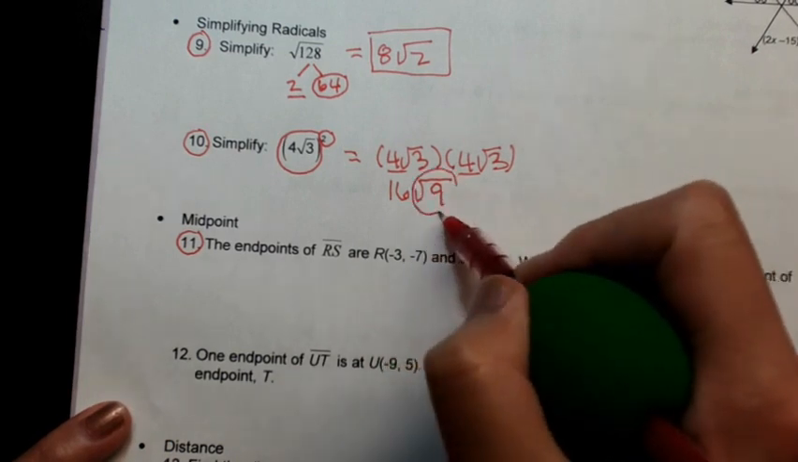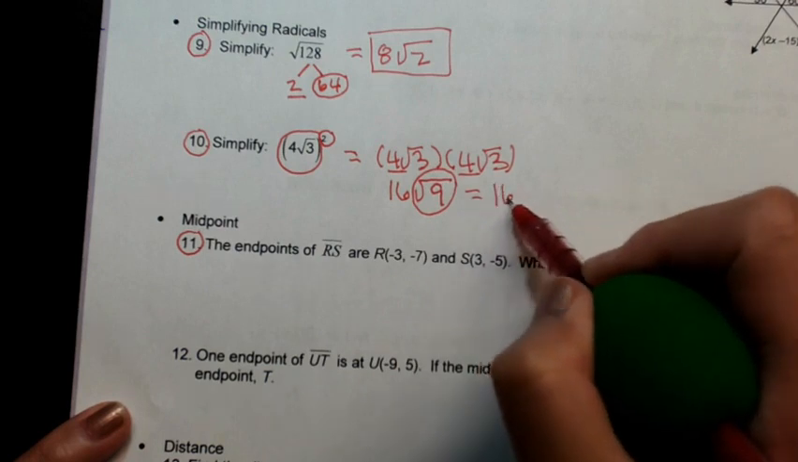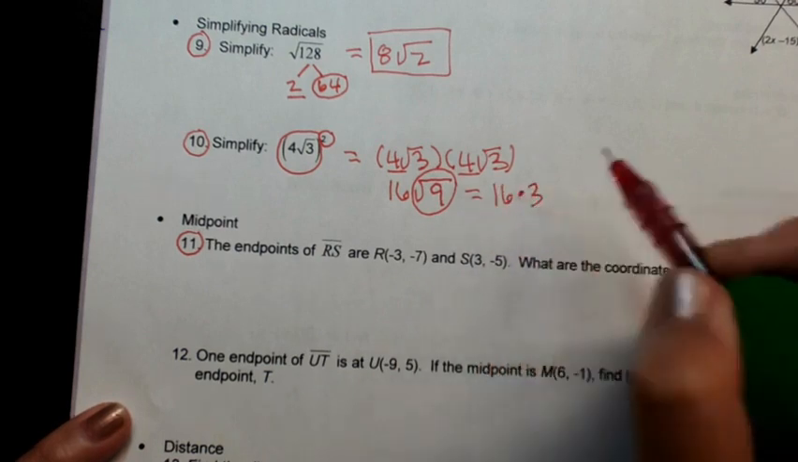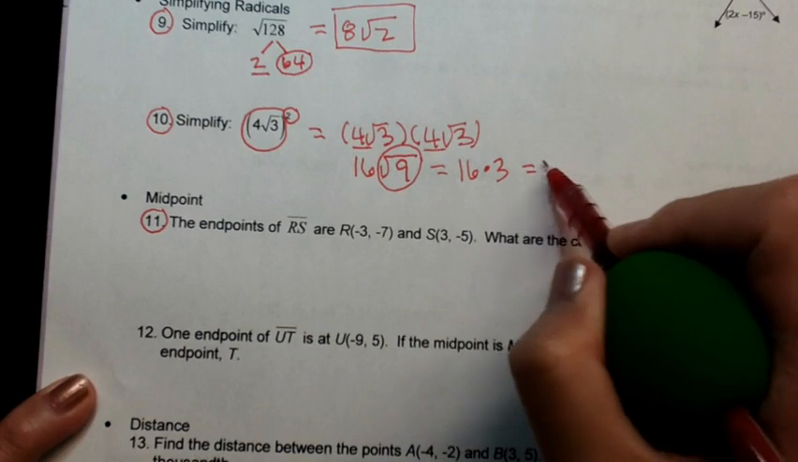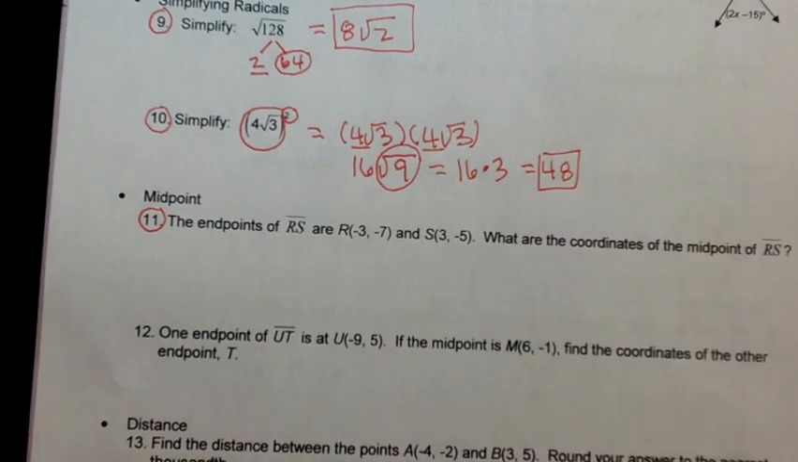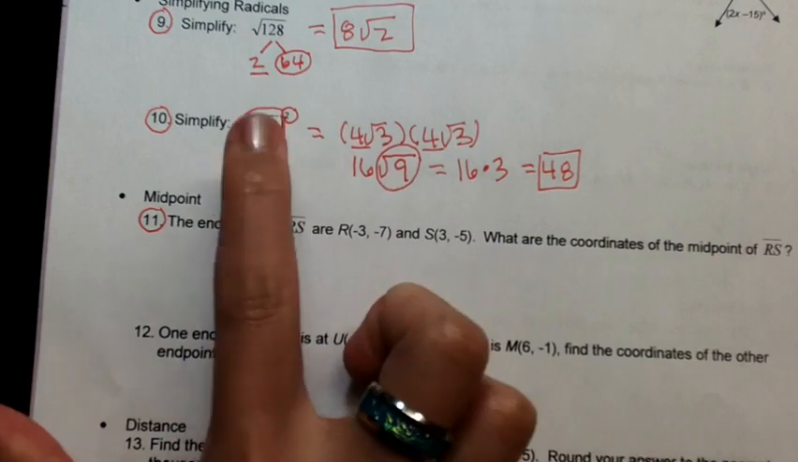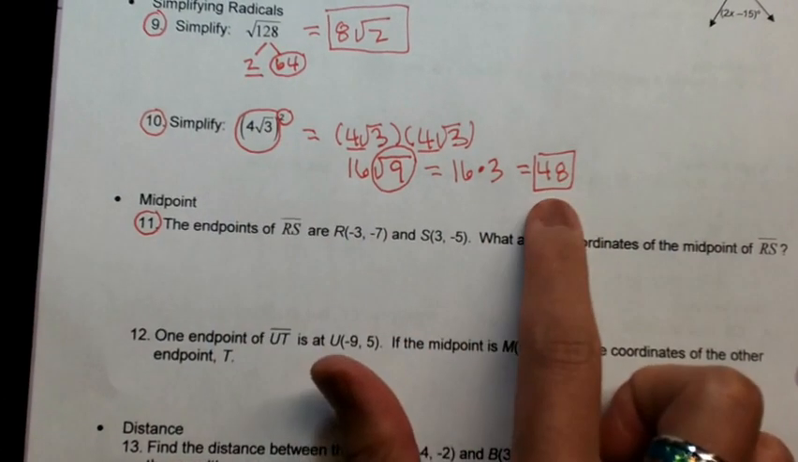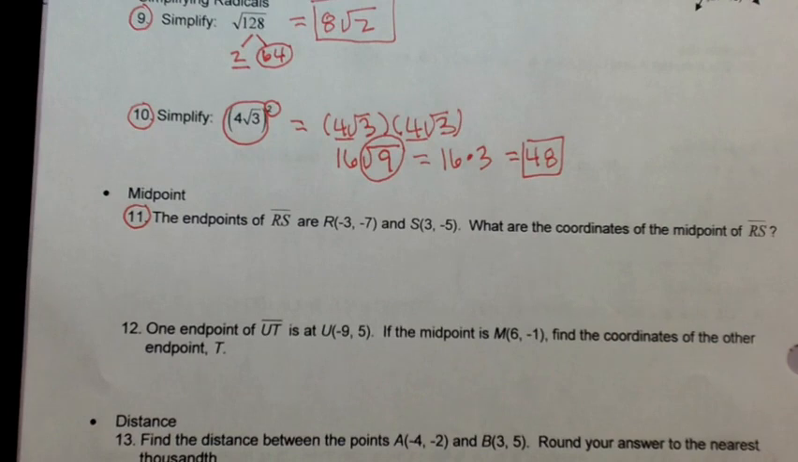Isn't the square root of 9 a perfect square of 3? So if I take 16 times 3, how many does that give me? 48. If you take fewer steps because you understand it, that's okay. Did you know that if you type this in the calculator, it'll spit out 48? Really? Yeah, it will. Try it.